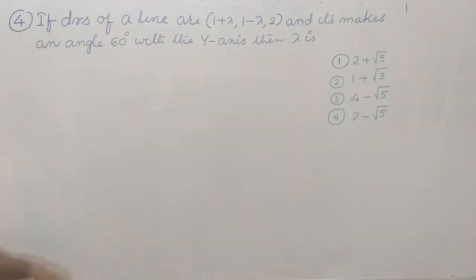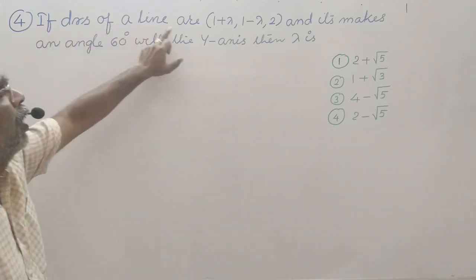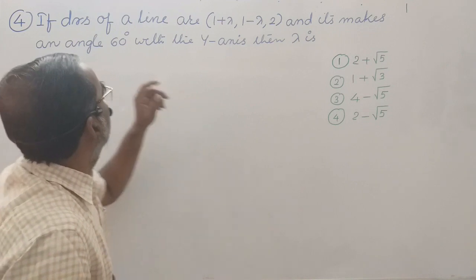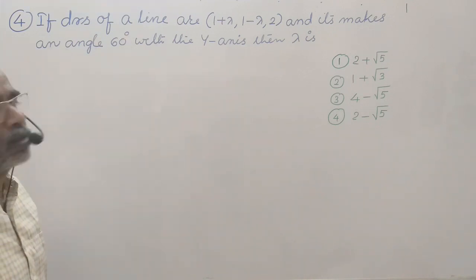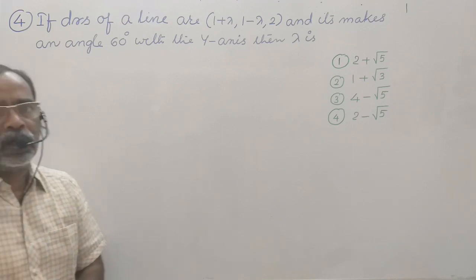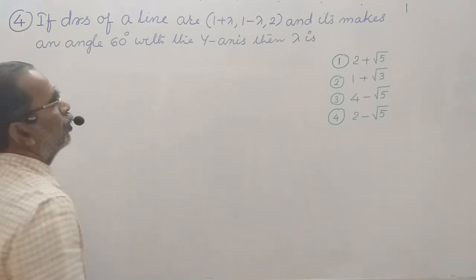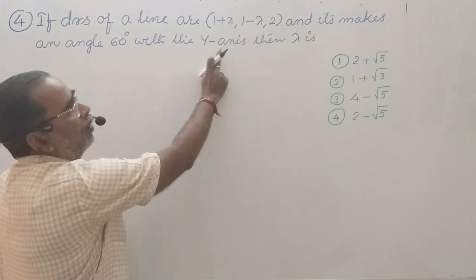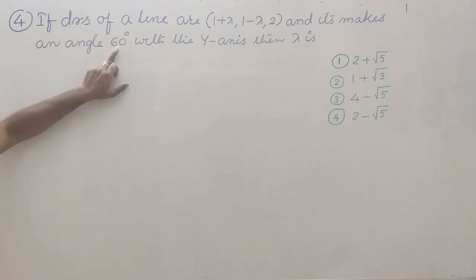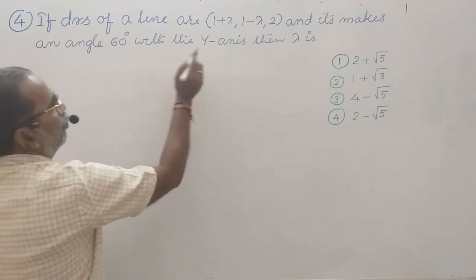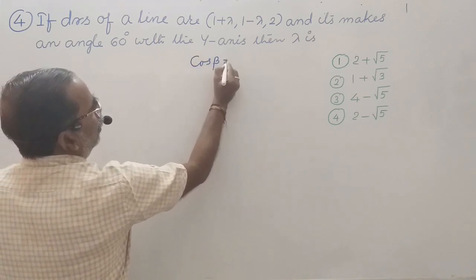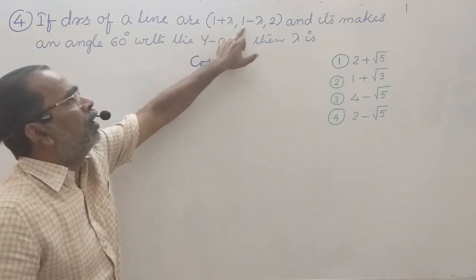Then next, question number 4. If direction ratios of a line are 1 plus lambda, 1 minus lambda, 2 and it makes an angle 60 degrees with the y-axis, then what is lambda? These are the options. It is a more-than-one-answer type question, which comes in advanced. See now. A line is making angle beta with the y-axis. Here it is given that the line is making angle 60 with the y-axis. The angle beta is 60. Therefore, cos beta equals... So these are what? They are DRs of this.